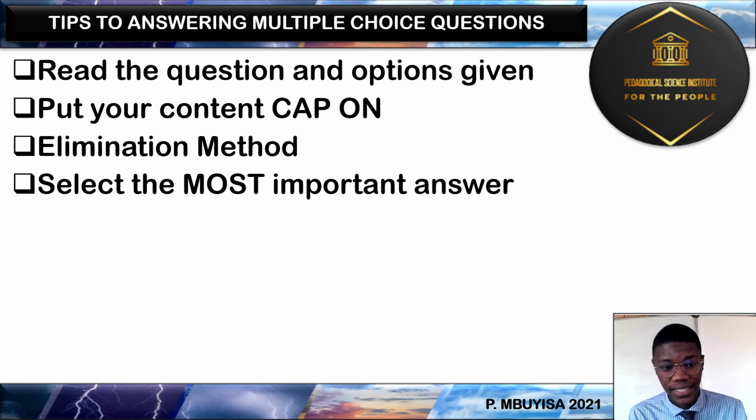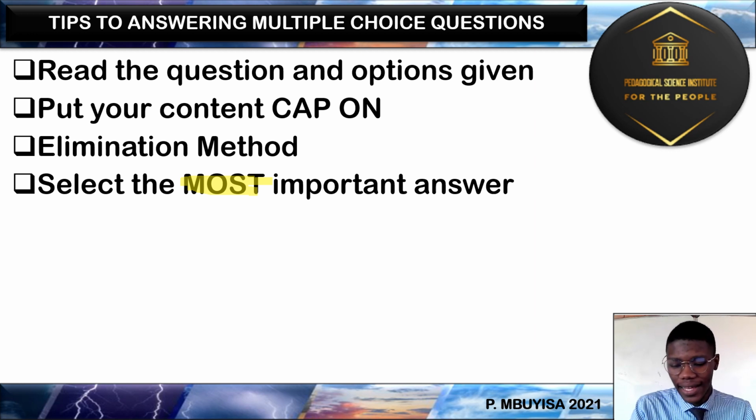So you ask yourself that. If you are not sure which one is the most correct answer, use the elimination method. Eliminate the totally incorrect options, and that will take you to two options that are usually partially correct, and from the two you need to choose the most correct answer.